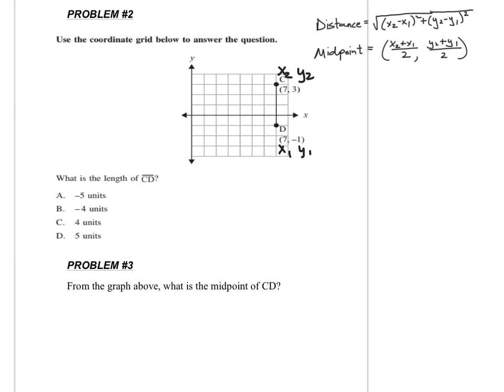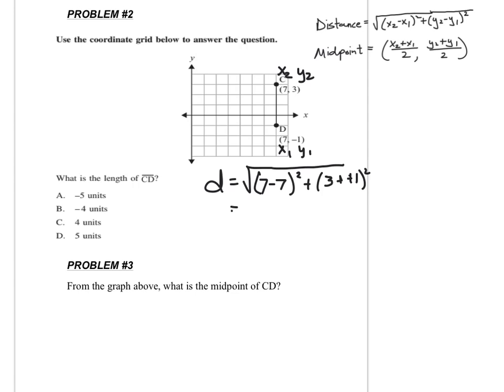So it wants to know distance. So we're going to calculate the distance. We're going to use that distance formula. In this case, we're going to take 7 minus 7, and we're going to square it, and we're going to add that to 3 minus negative 1, and we're going to square that. So when we end up with two negatives next to each other, they're going to end up making a positive for us.